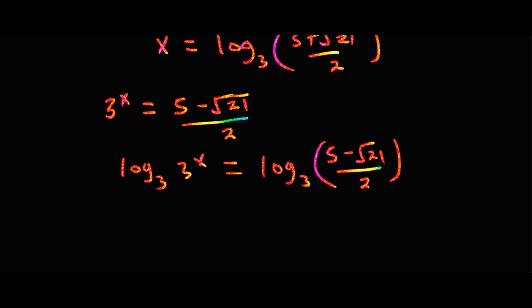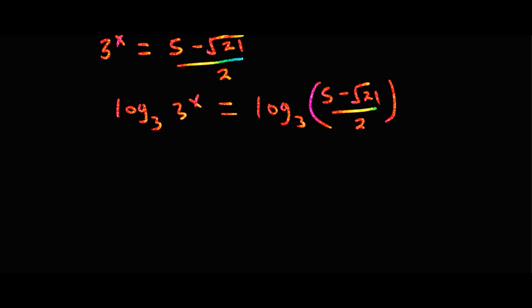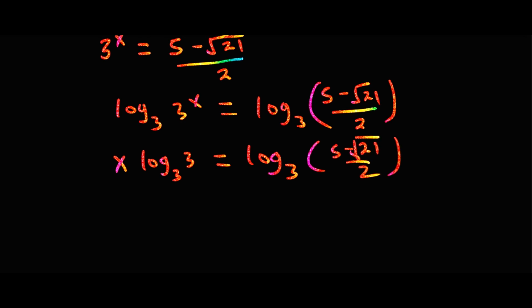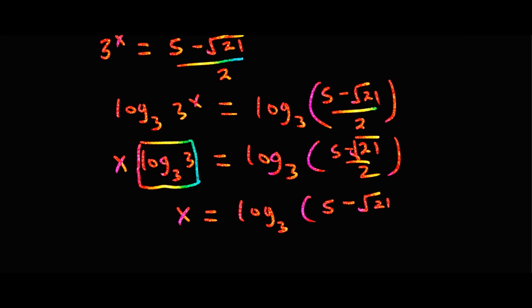If that is the case, then again we can apply the laws of logarithms on the left hand side, so that we have x log to base 3 of 3 is equal to log to base 3 of 5 minus root of 21 over 2. Remember, this is the same as 1 because the base and the number are the same. That means you have x is equal to log to base 3 of 5 minus root of 21 over 2. So those are the two values of x.